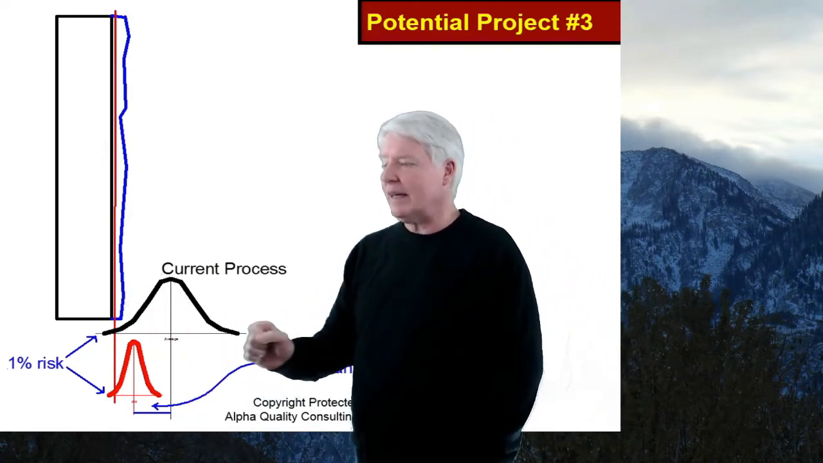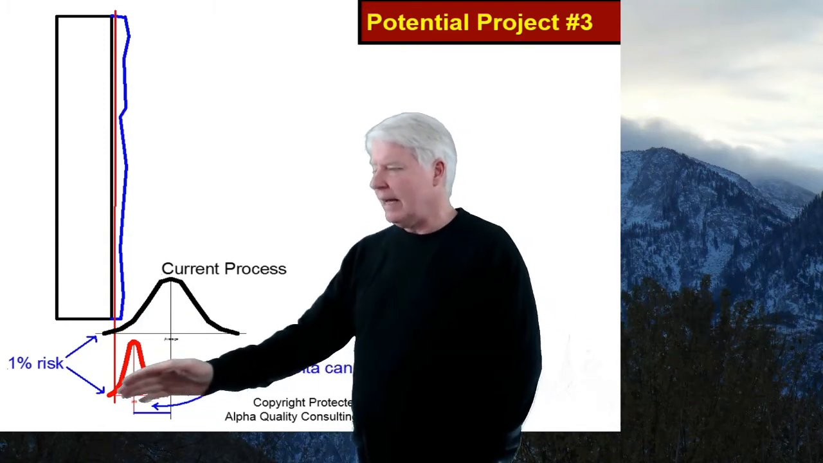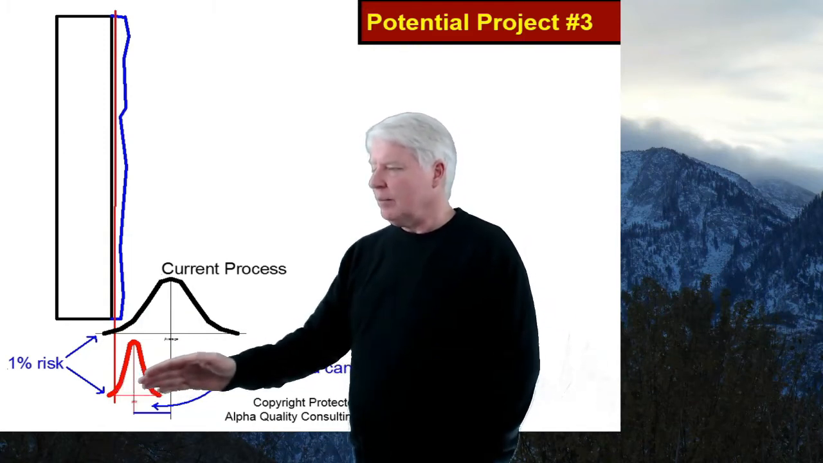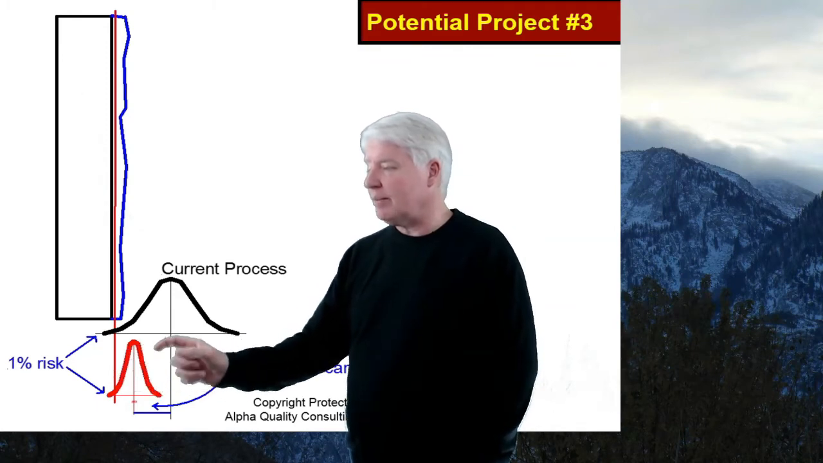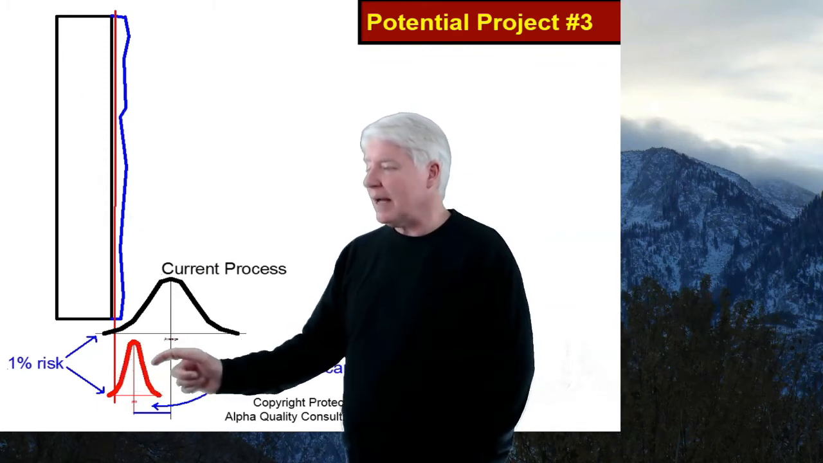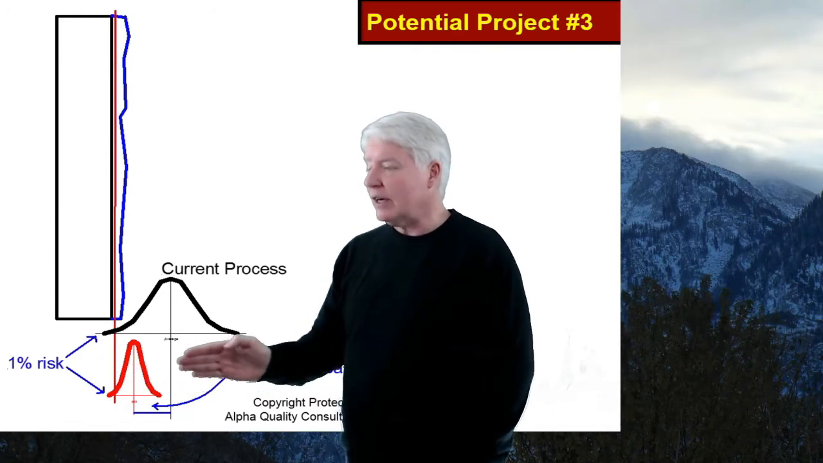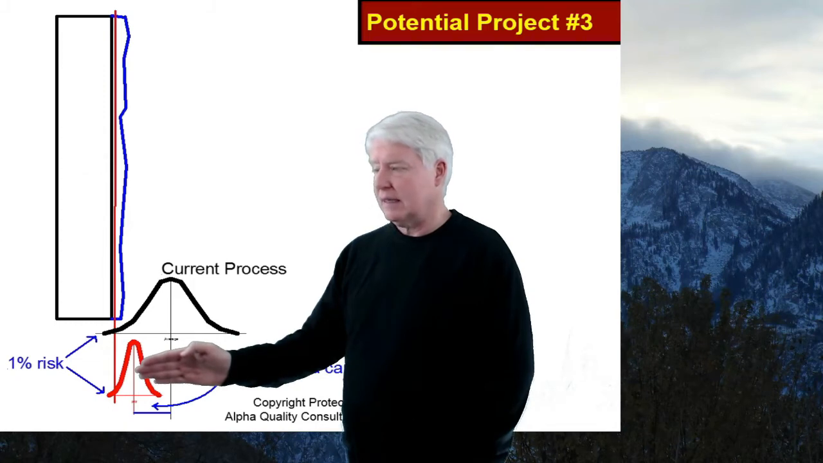Well, look what's going to happen now. You maintain the 1% risk, but on average now you maintain the same risk, but since you have lower variability, look what happens to the paint thickness. Now you can reduce the average paint thickness from this to this.